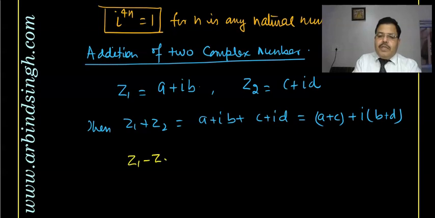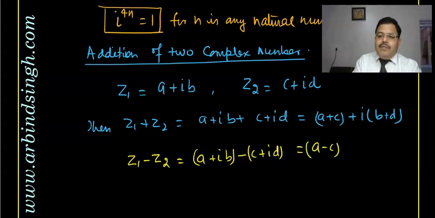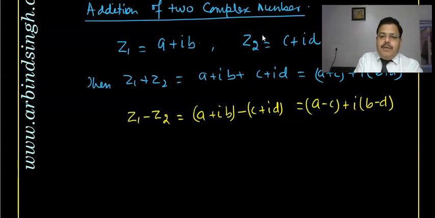Similarly, if someone has to subtract these two, a plus iota b minus c plus iota d, in that case also real can be subtracted from real and imaginary can be subtracted from imaginary only. But whenever you have to multiply, then what will happen? This is just subtraction, right? Now, multiplication of two complex numbers.